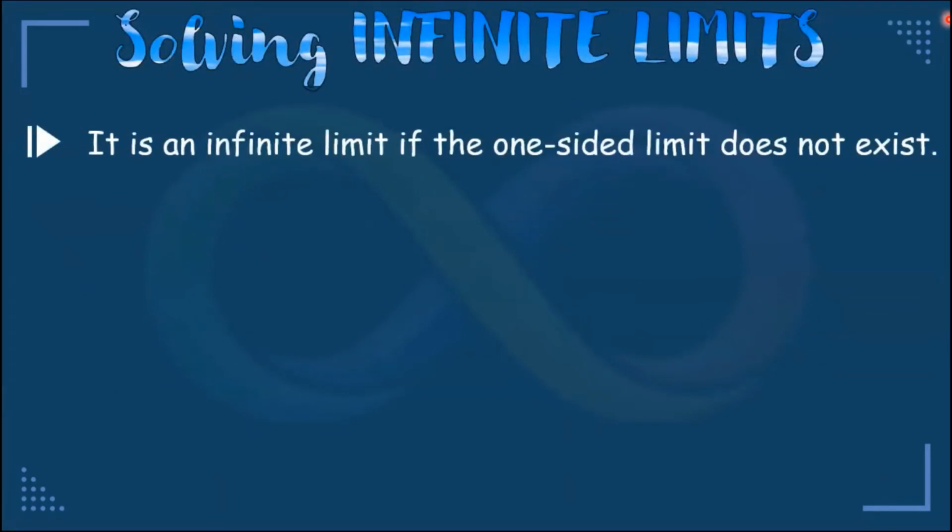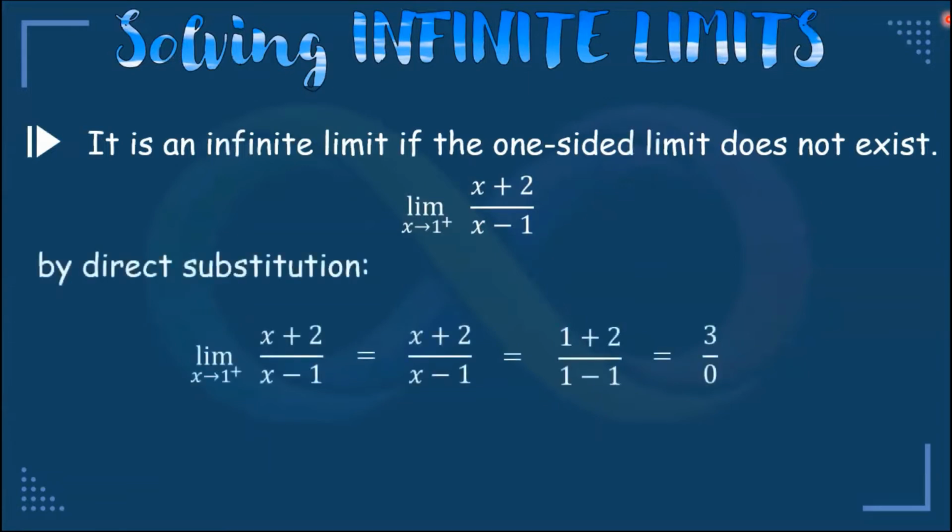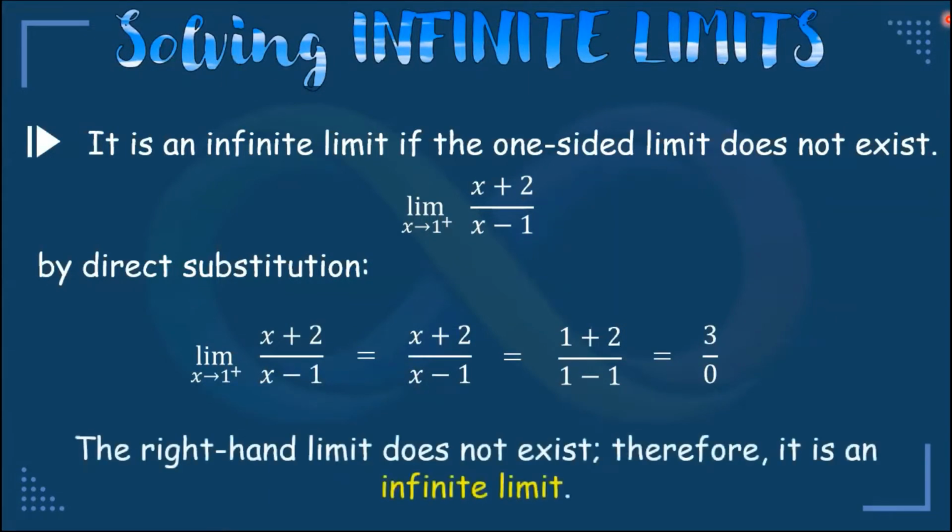Let's take this as an example. The limit of the function x plus 2 over x minus 1 as x approaches 1 from the right. By direct substitution, the value of the function is 3 over 0, which only means that the right-hand limit does not exist. Therefore, the function has an infinite limit.